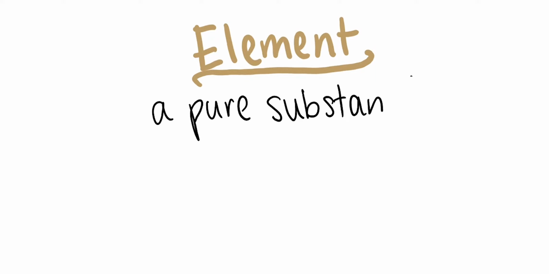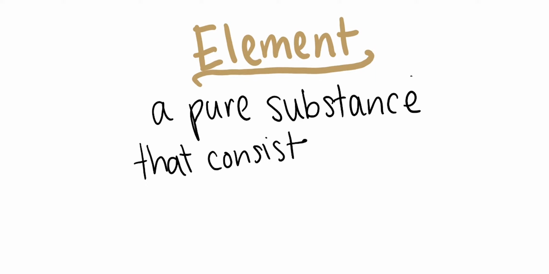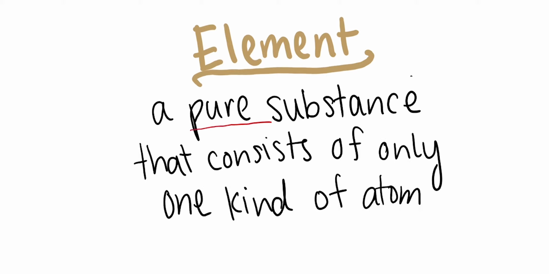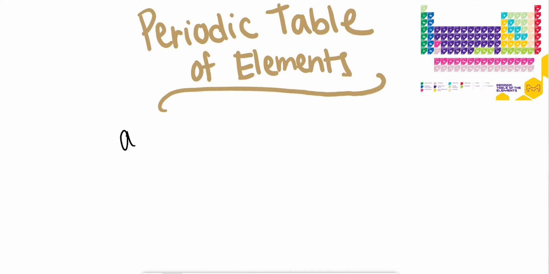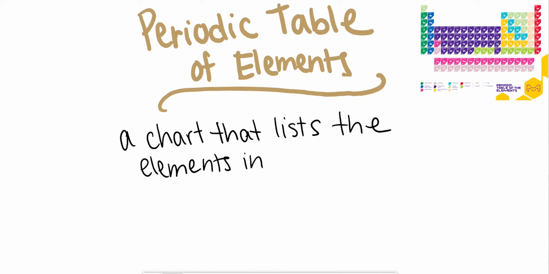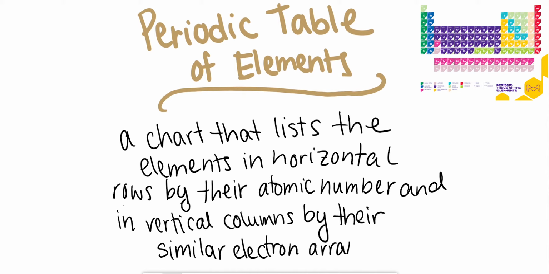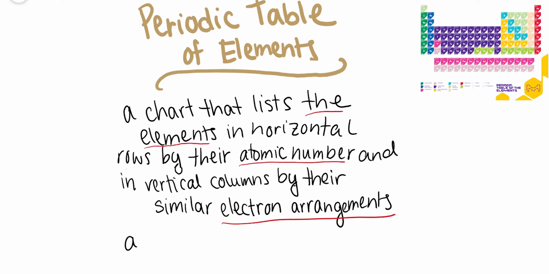Now that we know what an atom is, let's talk about elements. An element is a substance that cannot be broken down into any other substance, and they are made up of their own type of atom. All the elements are arranged in the periodic table of elements. The periodic table of elements is a chart that lists the elements in horizontal rows by their atomic number and in vertical columns by their similar electron arrangements and chemical properties. There are specifically 118 elements, 96 of which happen naturally.